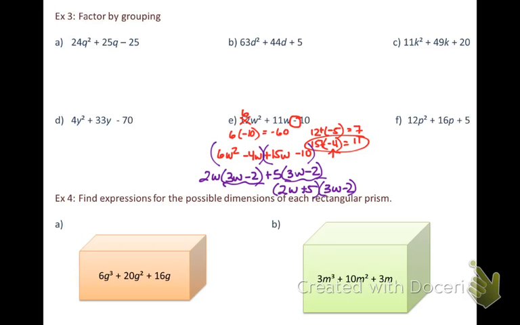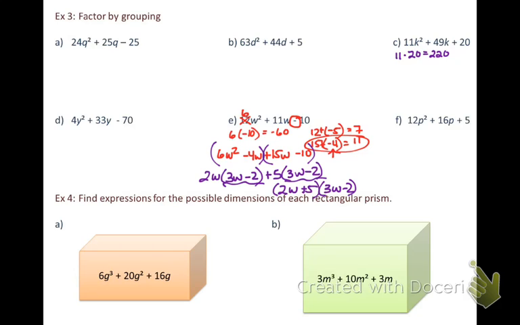Let's try another one. Let's try C. I checked it out. C is fine. I wrote it correctly. So step 1 is write 11 times 20, and that would be 220.